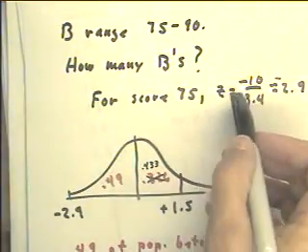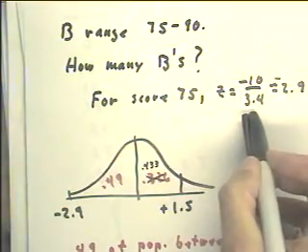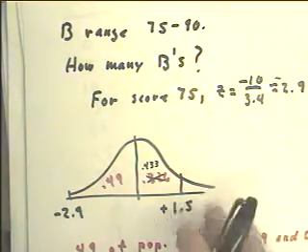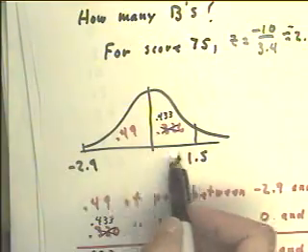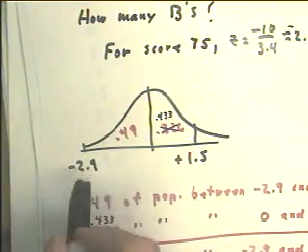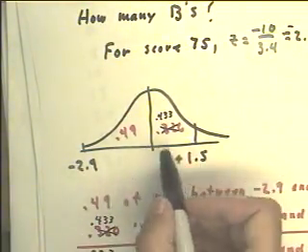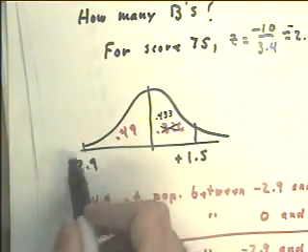So your Z-score is going to be negative 10 divided by the standard deviation 3.4, or negative 2.9. You're at negative 2.9 standard deviations. So the picture on a normal curve would be we go up to 1.5 and we go down to negative 2.9. Now the question becomes, how much of the area under the curve lies between here and here, and how much of the area lies between here and here?